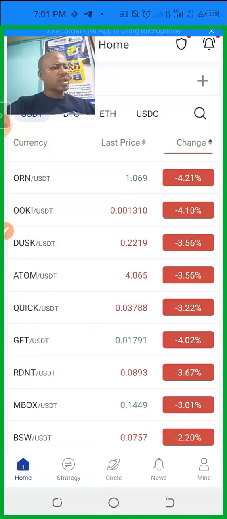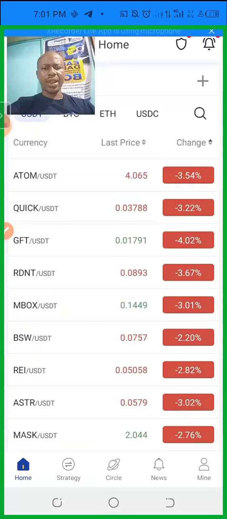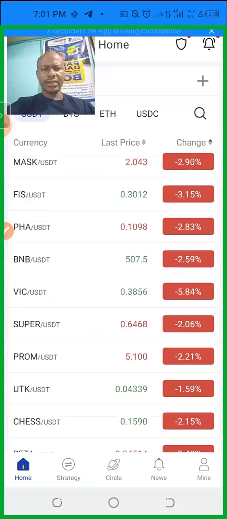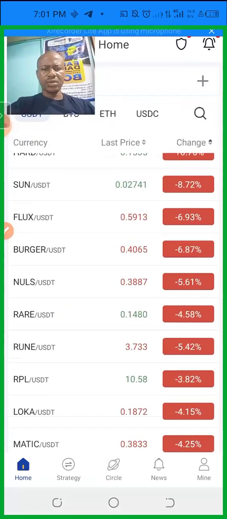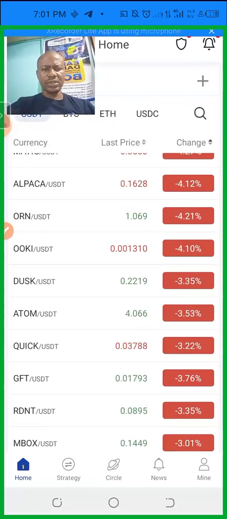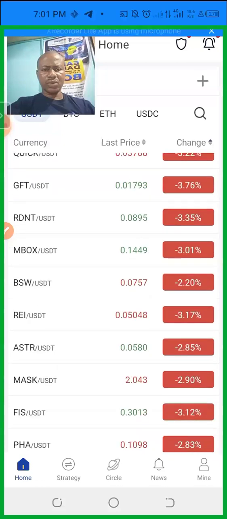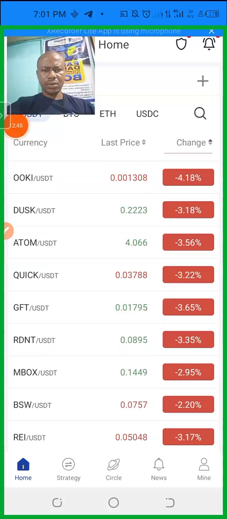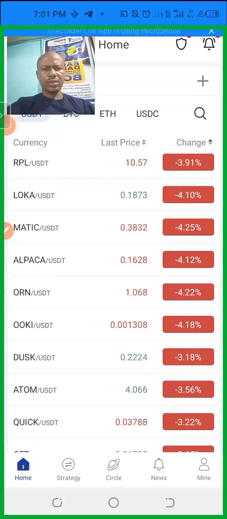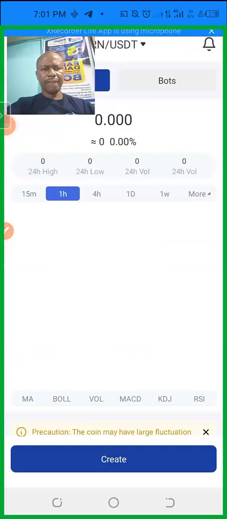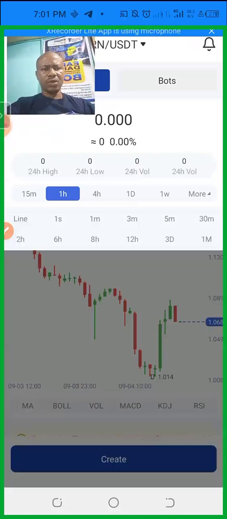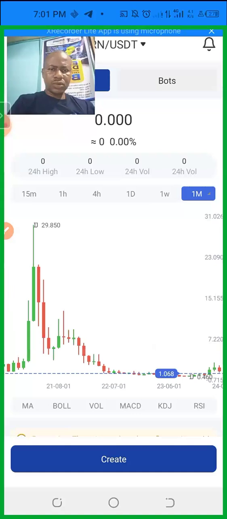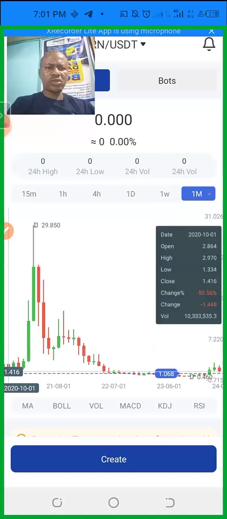So another coin I saw is ORN. Don't mind me that this video is long, but the moment you get this concept, I think it will help you. ORN. Okay, yes, it's ORN. So I checked the coin on a 1 month. It's an old coin. I checked it. It's 2020, over 4 years coin.